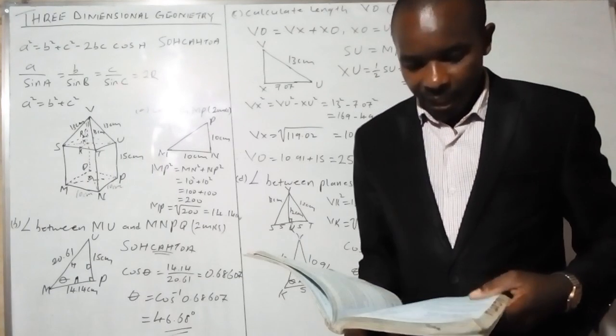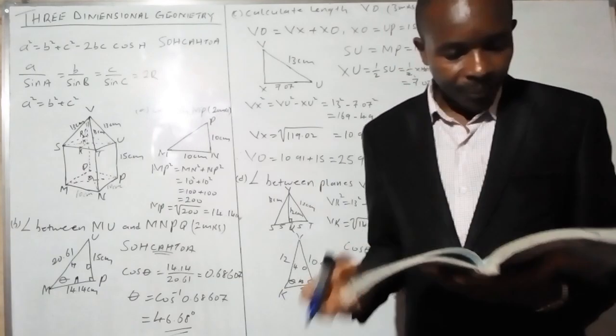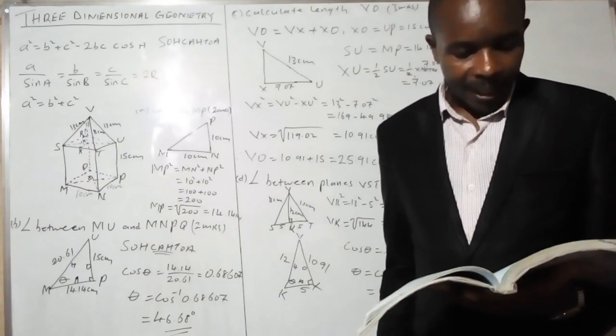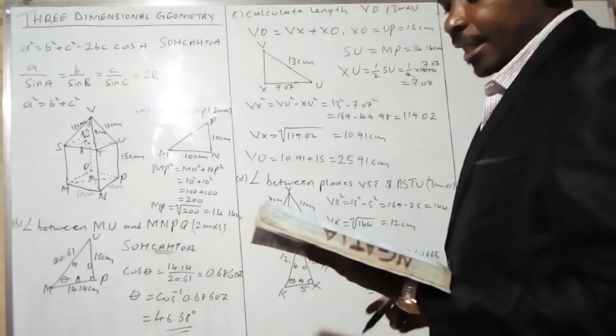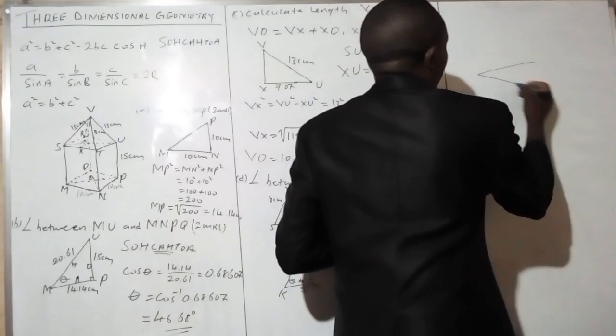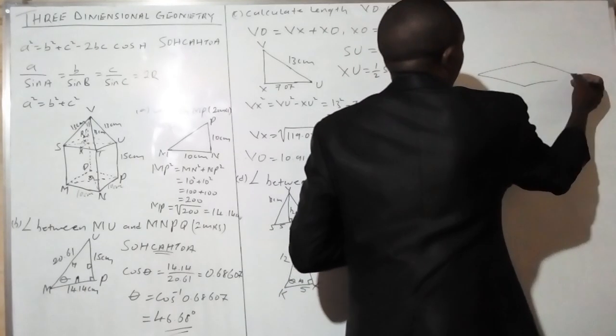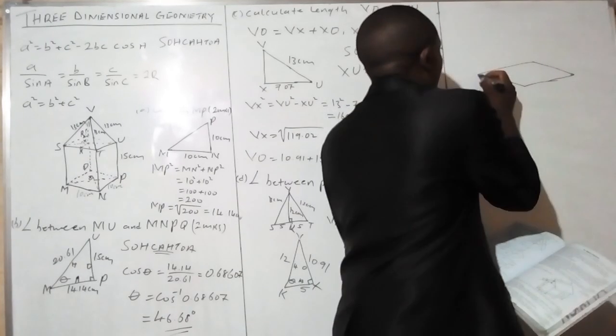You can still handle another question where you've been told that the figure ABCD represents a box. You have a box.